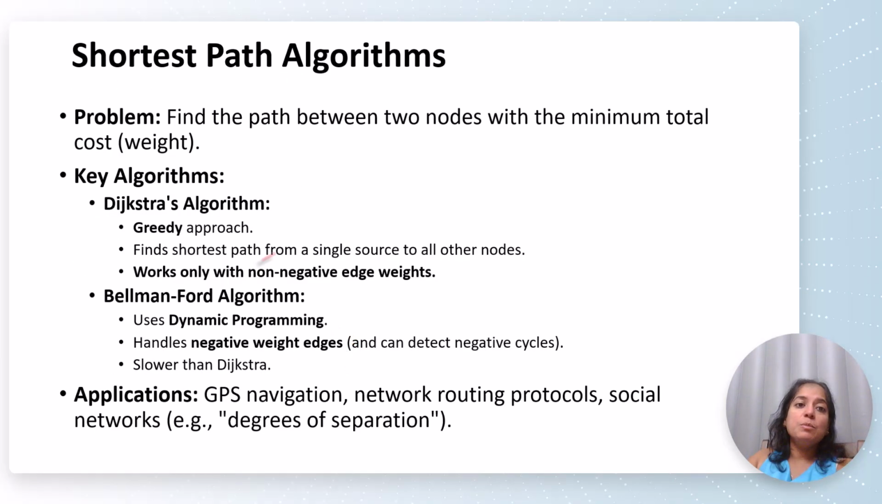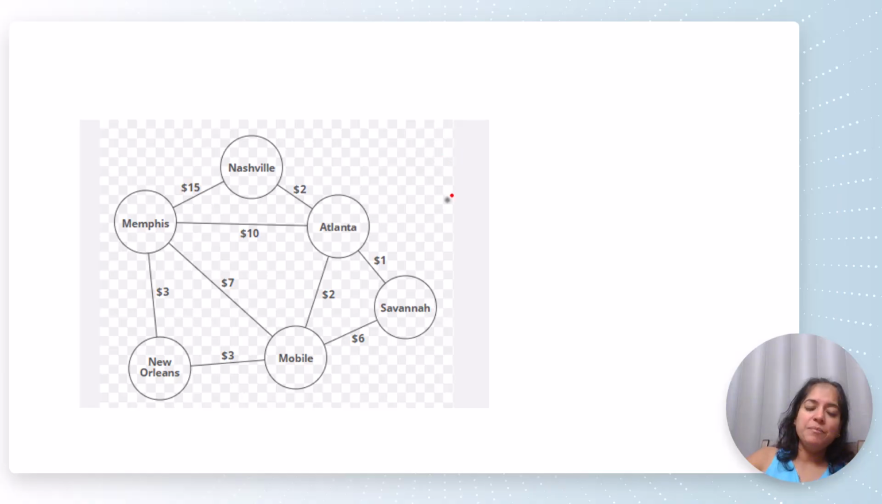Then we discuss what the shortest path algorithms are. For example, in this one, we have some cities. This is an undirected graph, because no direction is given over here. And it is a weighted graph because the cost of travel from one city to another city is given over here. Now, if I want to go from New Orleans to Nashville, which path will be best? Which will have the minimum cost?